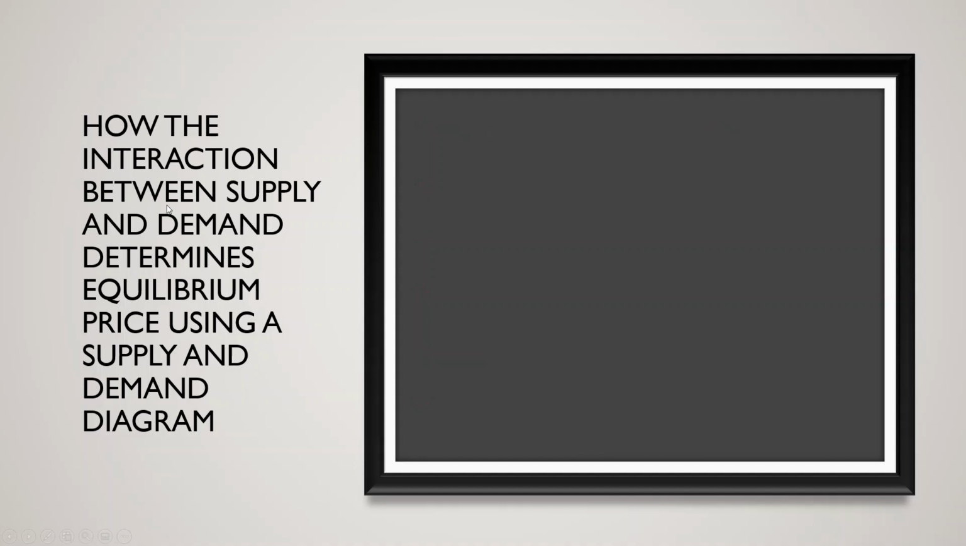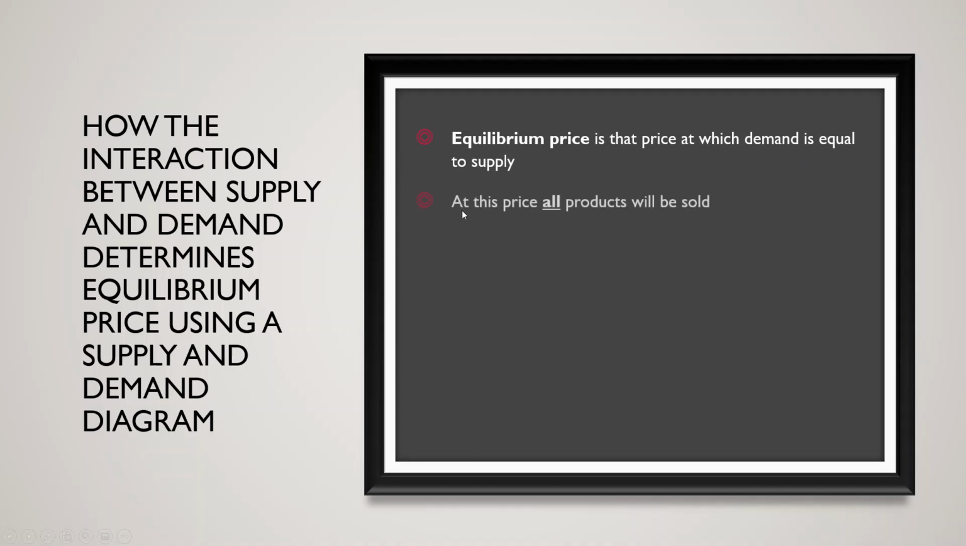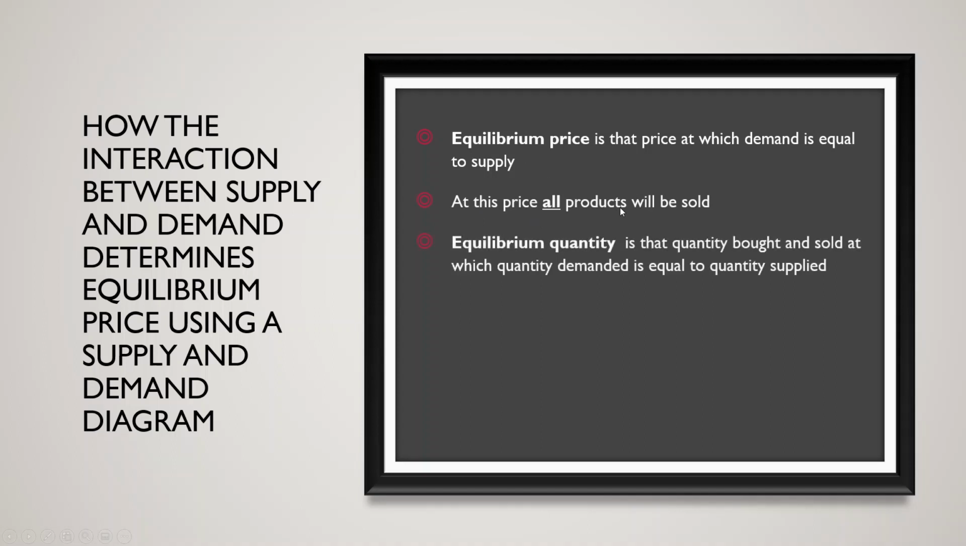Now, how the interaction between supply and demand determines equilibrium price, using a supply and demand diagram, will be on the next slide. So equilibrium price is that price at which demand is equal to supply. As you know, you can make sense out of the word equilibrium. At this price, all products will be sold. Equilibrium quantity is that quantity bought and sold at which quantity demanded is equal to quantity supplied. That is what is meant by all products will be sold.